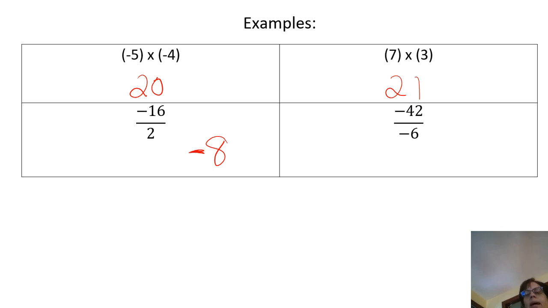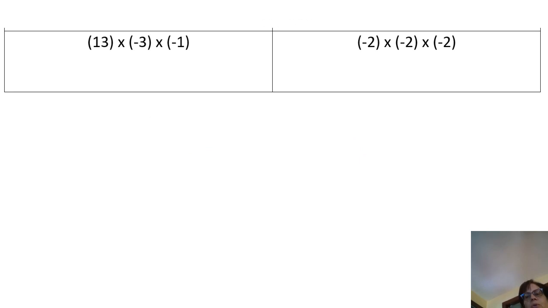And then my last problem, I see -42 divided by -6. Perform the operation, 42 divided by 6 is 7. Now think, oh, same signs, leave them positive. And then now let's look at the rules for multiplying a string together.